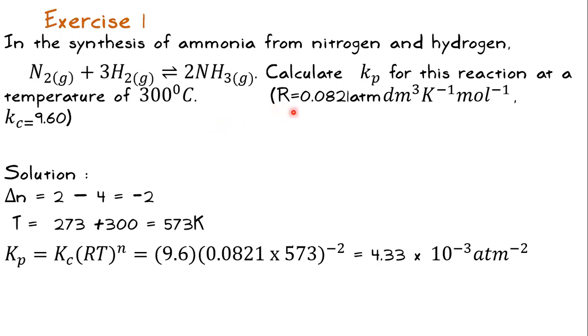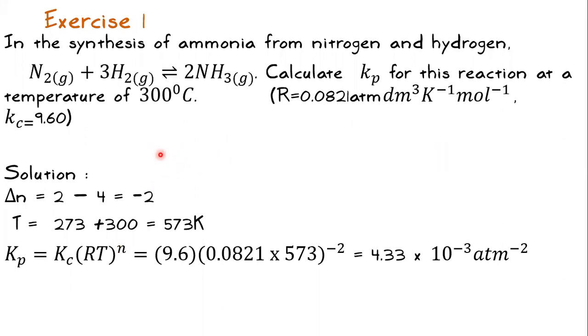We have the molar gas constant, 0.0821 atmospheres dm cube per Kelvin per mole, and then Kc is 9.60. Here they've not given us a unit for Kc. So let's see how to go about this. The first thing we have to do is, we all know the formula. Here is supposed to be delta n. I omitted that. Forgive me.